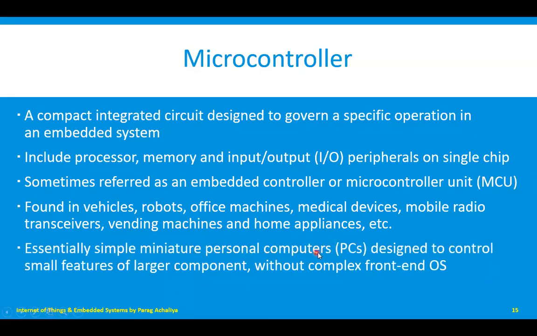Essentially, microcontrollers are simple miniature personal computers, or PCs, designed to control small features of a larger component without a complex front-end operating system. Whatever PCs we are using, those PCs are designed for some specific features of a large component, and they do not usually have a complex front-end operating system. The front-end operating system will be very simple and easy to use in the case of miniature PCs, or small personal computers, and those personal computers are built on microcontrollers.